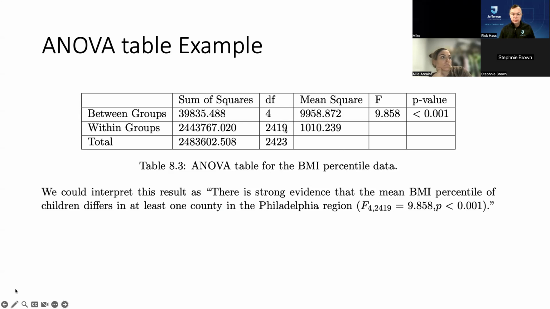The denominator degrees of freedom, or within groups, or error degrees of freedom, is the number of groups, and we take that, which is 5, and we subtract that from the total degrees of freedom, which is just n minus 1.